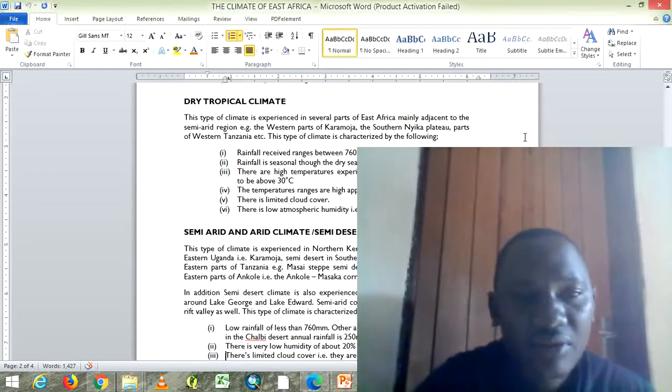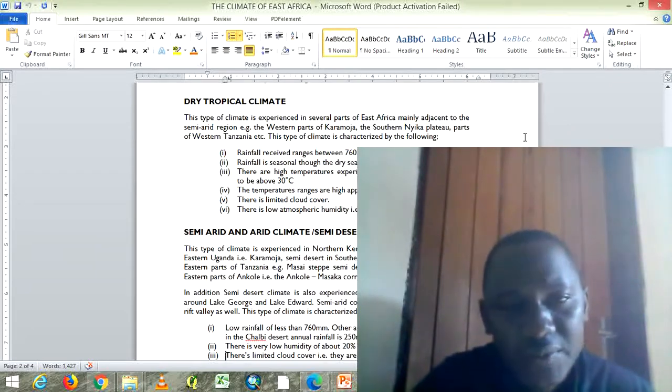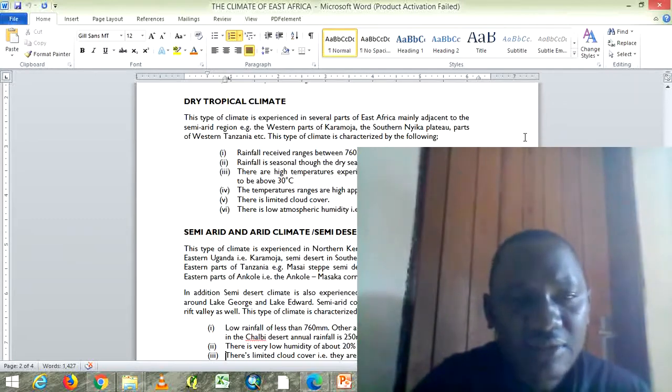So the rains come in April or May. So you find a very long dry season here. The temperatures are very high. They tend to be above 30 degrees Celsius. And also the temperature range is approximately high.